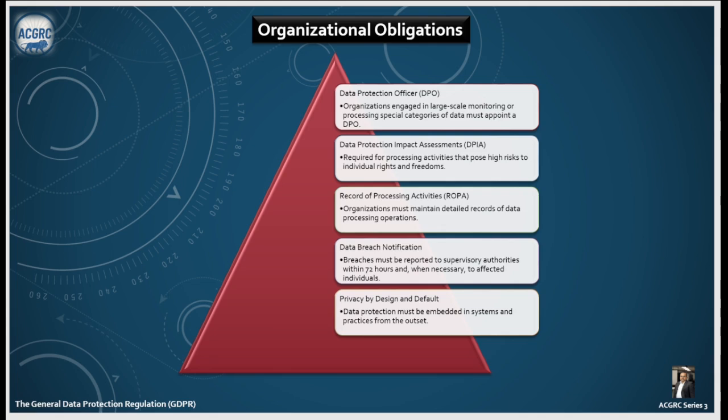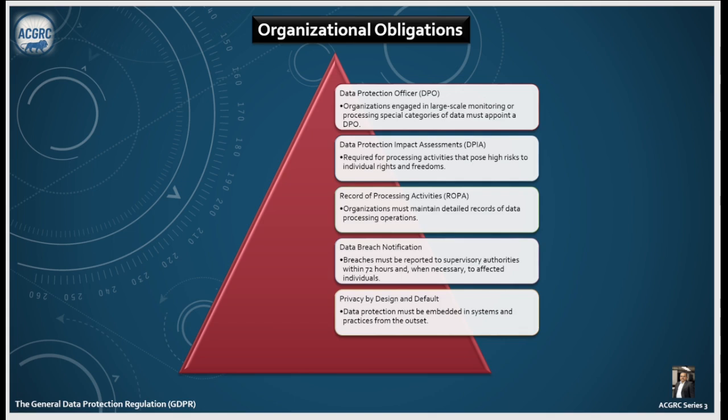The next aspect of organization obligation is DPIA, which is Data Protection Impact Assessment. It's required for processing activities that pose high risk to individual rights and freedoms. In simple language, a DPIA is a tool that helps organizations find and fix privacy risks before they start a new project or system that uses personal data. It's like doing a privacy checkup to make sure the data is handled safely and lawfully.